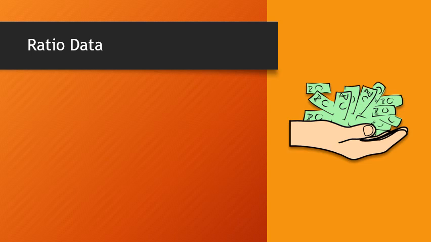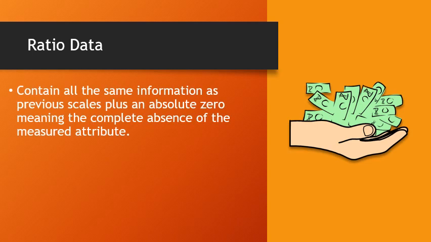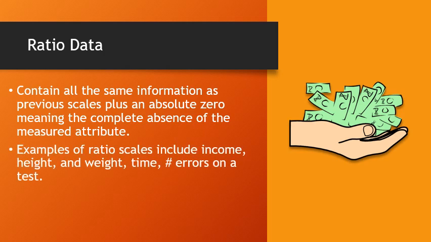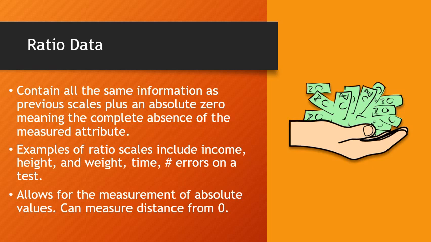Ratio data is what we'll be using most in this class. It contains all the same information as the previous scales, but there's also an absolute 0. So if you have a height of 0 or a weight of 0, you don't exist, right? It's the absence of the attribute. Examples of ratio scales include income, height, weight, time, and number of errors on a test. This allows for measurement of absolute values. You can measure from 0.